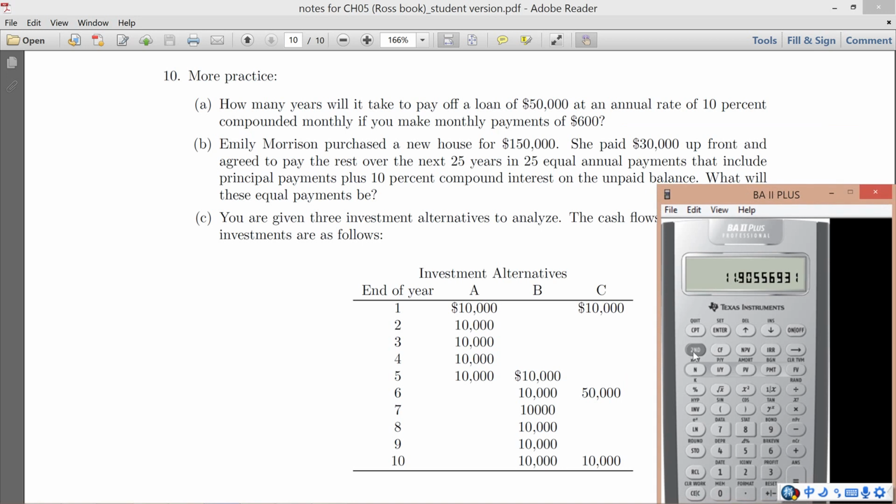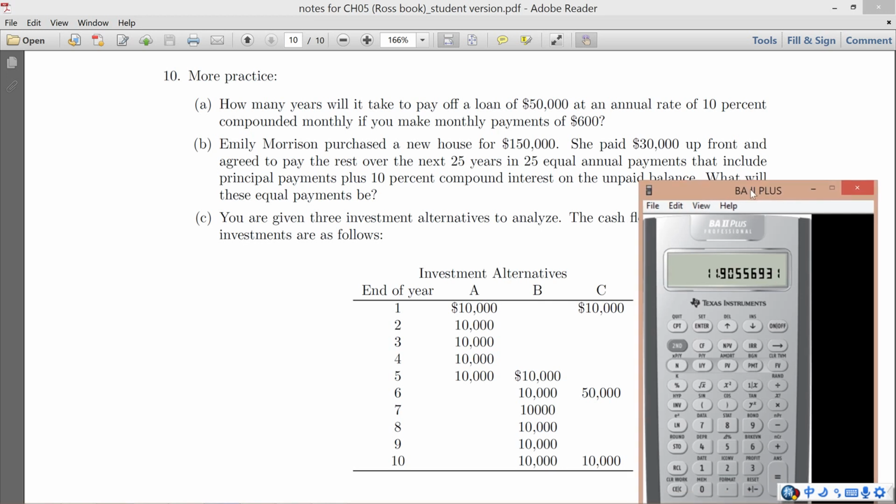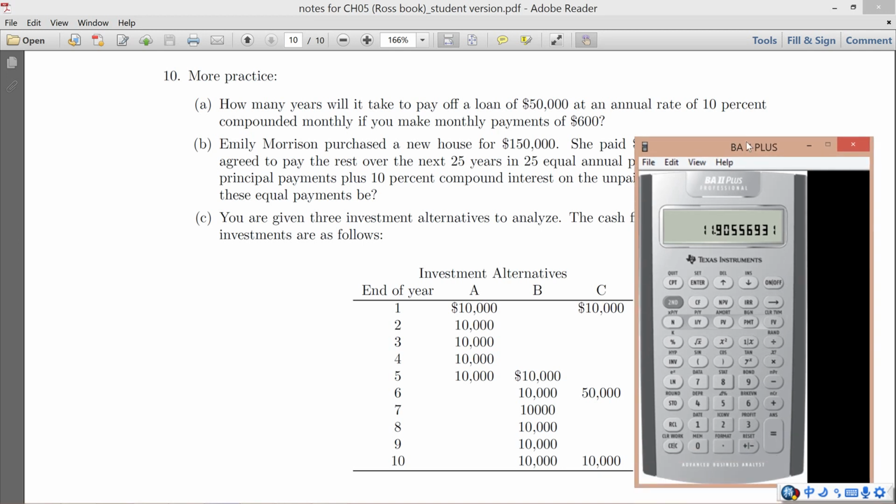The second one, we've done this in the lecture, but I'm going to talk about it again. She purchased a new house for $150,000 and paid $30,000 up front, which means she will borrow $120,000. Now she will pay the rest of the loan over the next 25 years in 25 equal payments at an interest rate of 10%. So what will be the equal payment?